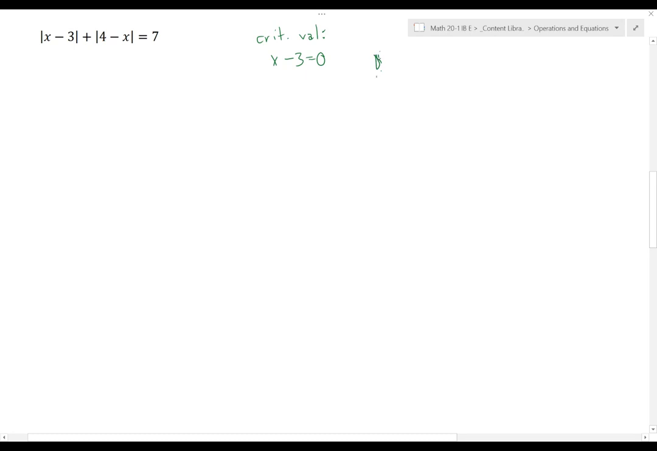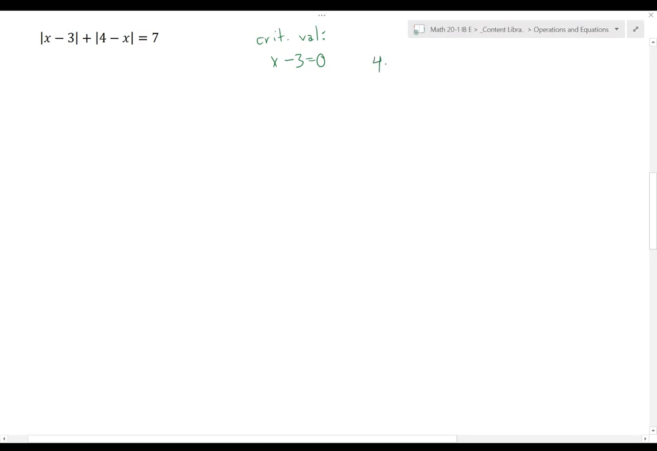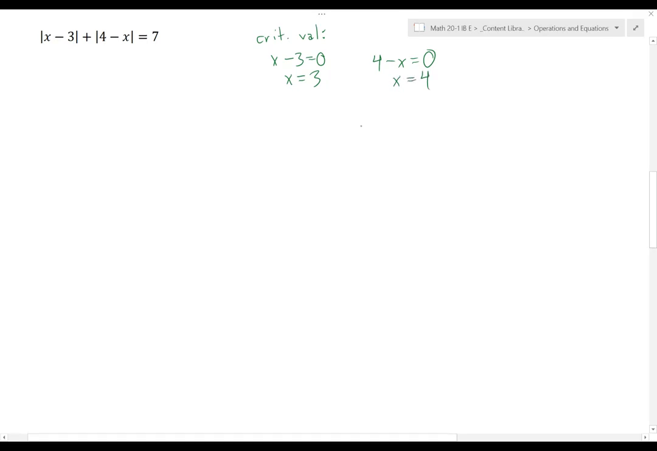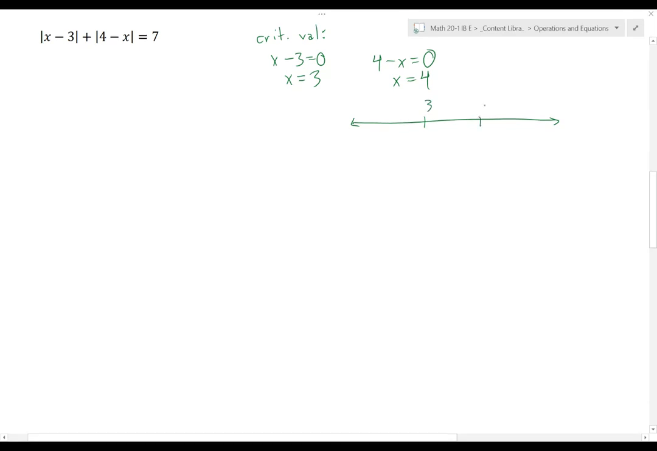So my two critical values are 3 and 4. So 4 minus x equals 0. And 3 and 4 will therefore divide my number line into 3 regions. So I've got 3 and I've got 4.